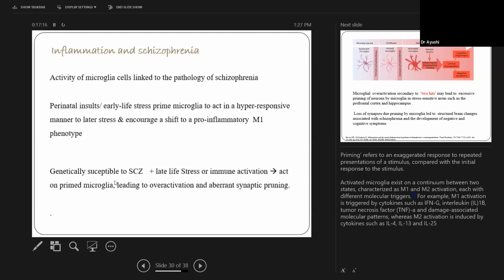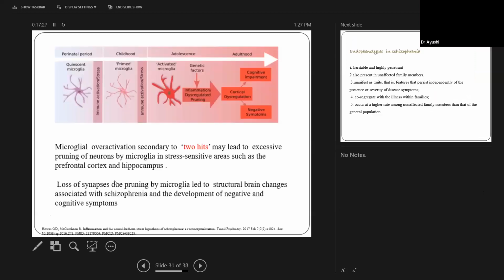Now, if the patient is genetically susceptible to schizophrenia, and there is also late life stress or immune activation, this will act on the primed microglia, leading to overactivation and aberrant synaptic pruning. This is a diagram in which we can see that in the perinatal period there is quiescent microglia, and if there is any stress in childhood, this microglia gets primed. And if there is any stress in childhood or in adolescence, this gets activated, and along with the genetic factor, there is inflammation, dysregulation, and pruning, leading to the symptoms of schizophrenia.